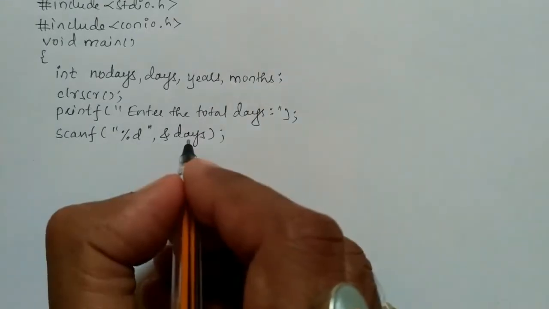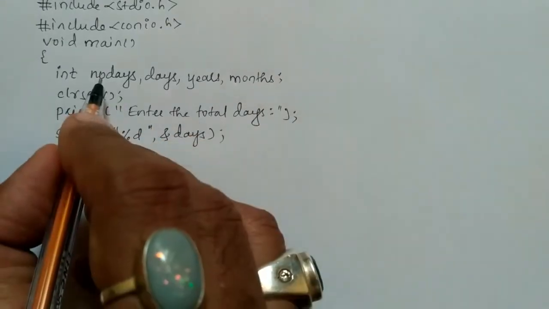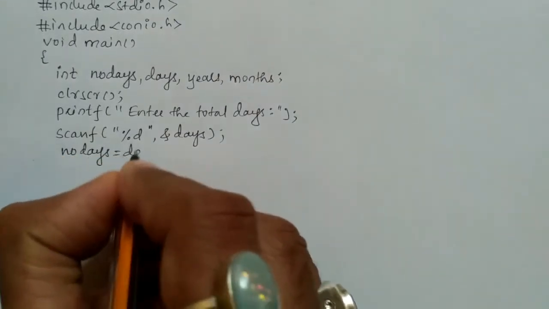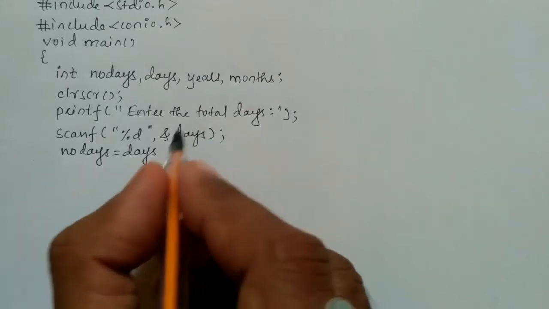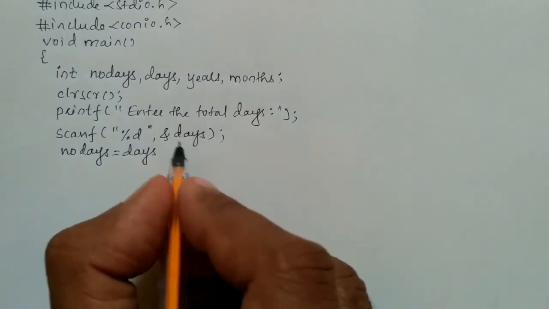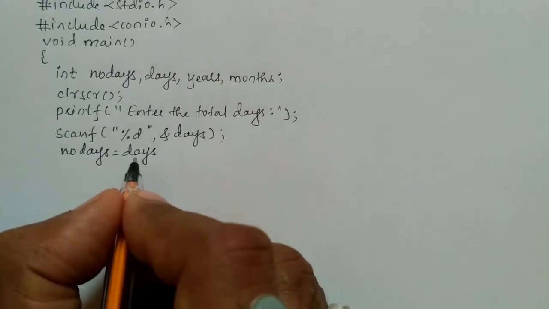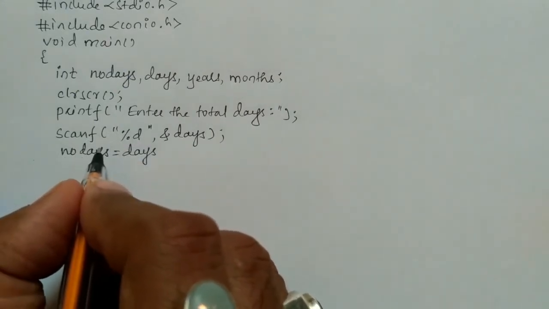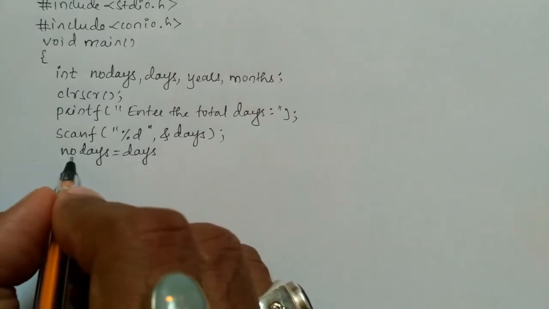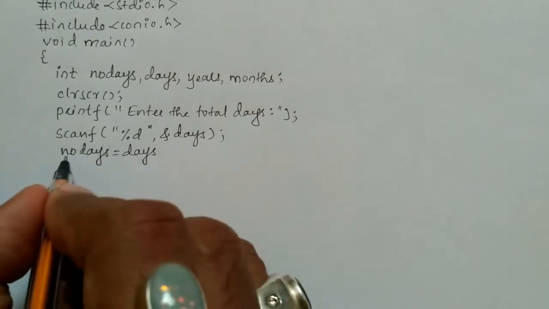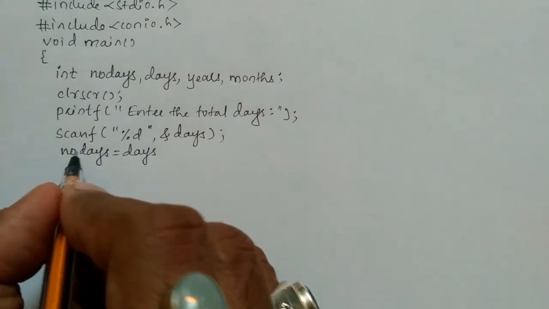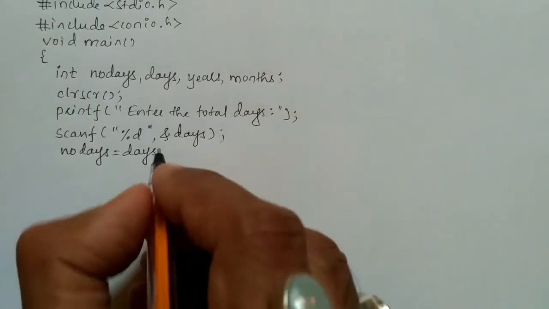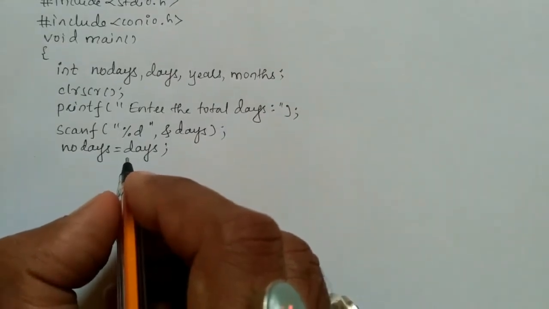Now I'm going to initialize this days to number of days variable. So number of days is equal to days. Whatever the user enters, that value will be stored in a variable called days. In turn, this value is equated to number of days. In order to keep the entered original value intact, we have to initialize days to number of days. I'm going to explain this later on when we take an example. So now let us move ahead with the next statement.